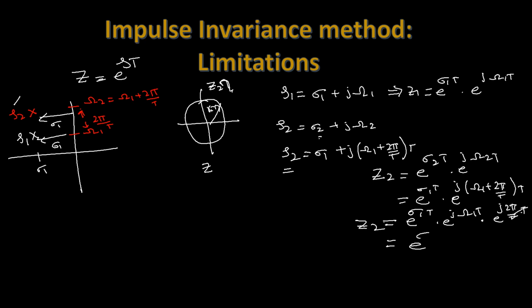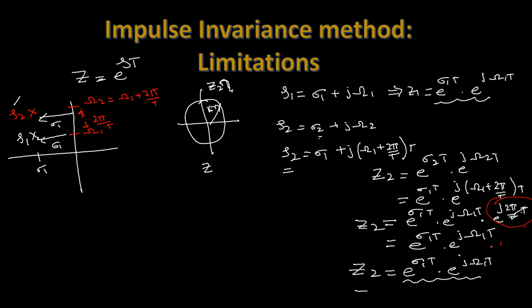What you have now is e power sigma 1 t into e power j omega 1 t. What about e power j 2 pi? You know that this is 1, right? Then I have 1. So finally you got Z2 equal to e power sigma 1 t into e power j omega 1 t. You know that this expression is your Z1. So Z2 is equal to Z1.